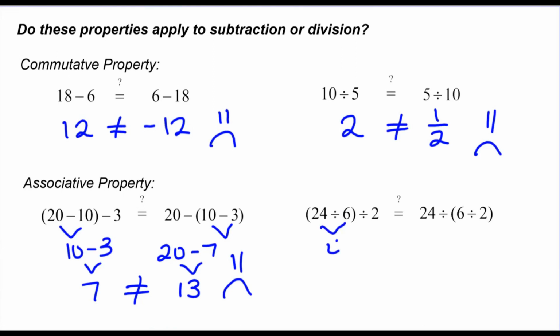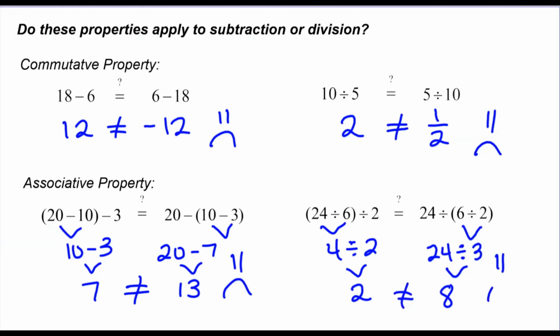24 divided by 6 is 4. 4 divided by 2 is 2. And on the right-hand side, I have to do 6 divided by 2 first. And I get 24 divided by 3. 24 divided by 3 is 8. 2 is not equal to 8. So again, a counterexample that shows that division does not have the associative property.